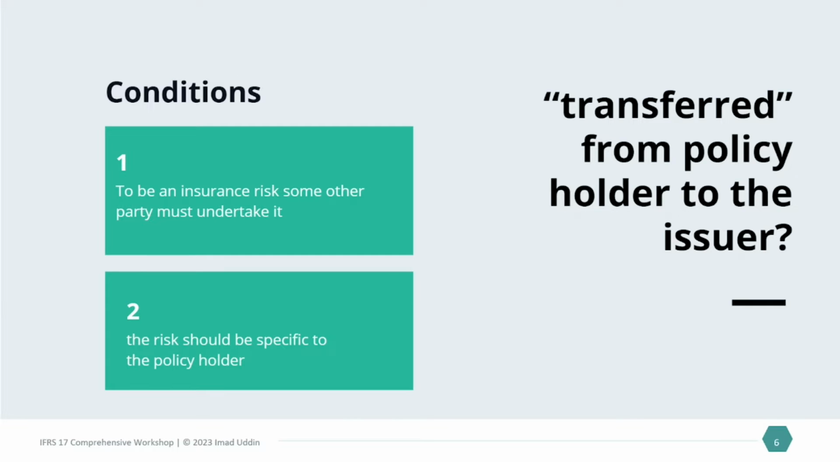Why exactly? The risk is being transferred from the policyholder to the issuer. Any random uncertain event cannot be classified as an insurance risk unless that is a damage to the policyholder. So what condition do we have here? Number one, to be an insurance risk, some other party must undertake it. And second, the risk should be specific to the policyholder. Very simple.